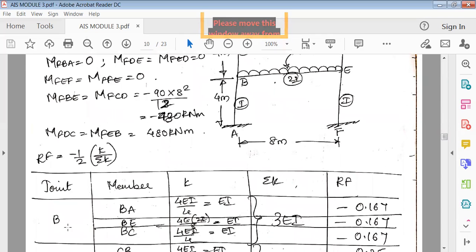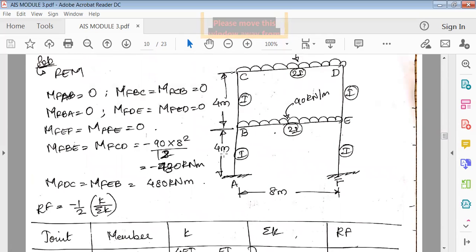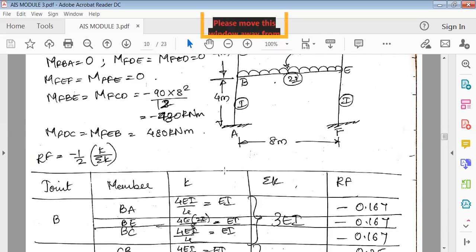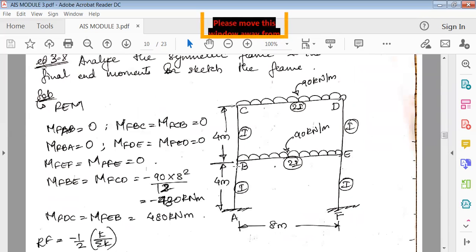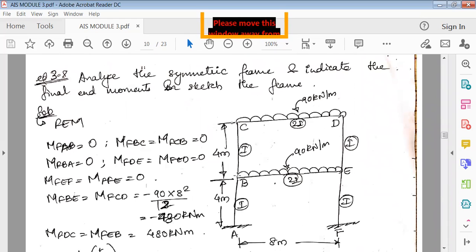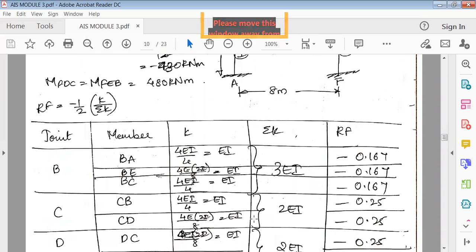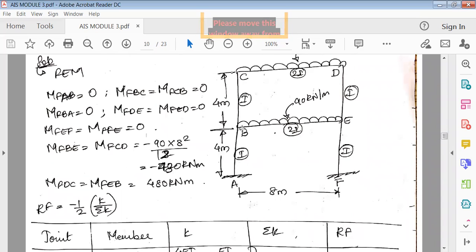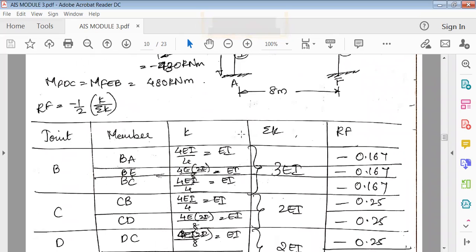First, let us start with the first joint, that is B. Whenever writing this, it is very important you write it like this only, that is BA, next BE, then BC. So let it go in a cycle. First BA. So it is 4EI by L. L is 4, so it's EI. Next BE. BE is again 4EI, but instead of I, it is 2I divided by L, that is 8. So again it is EI only. Similarly BC, again 4EI by L. Sum this up, so it is 3I by L.